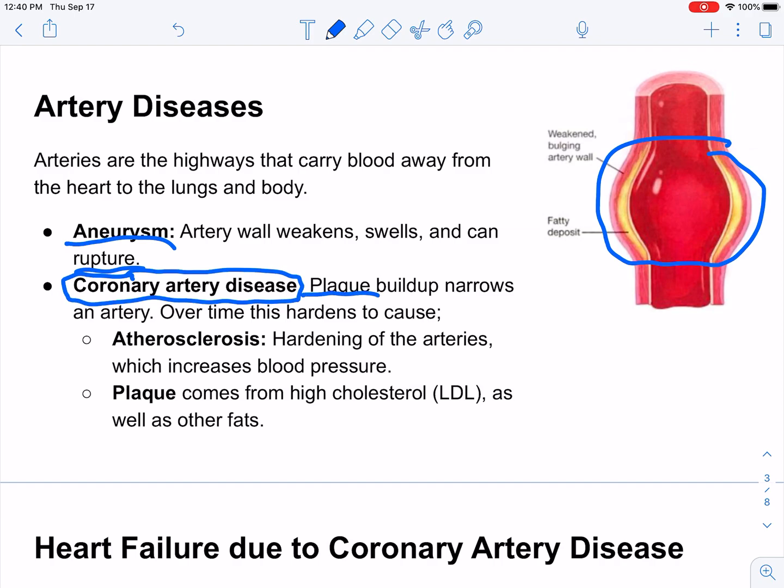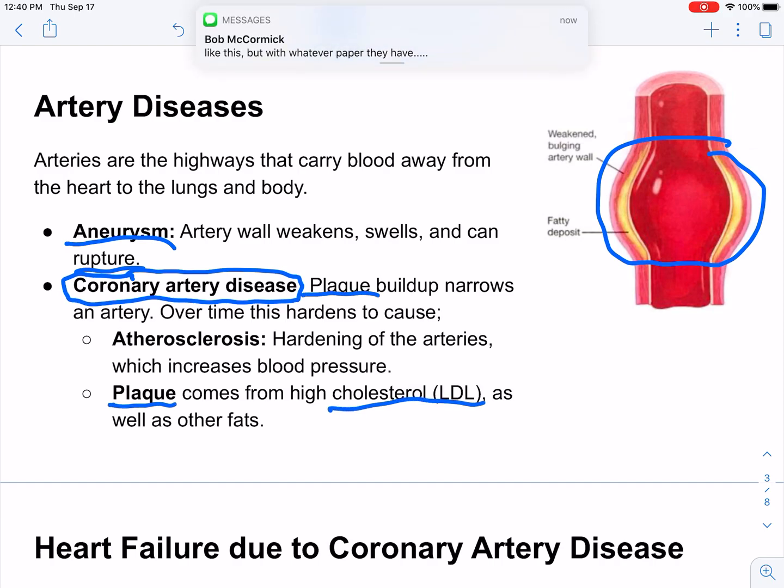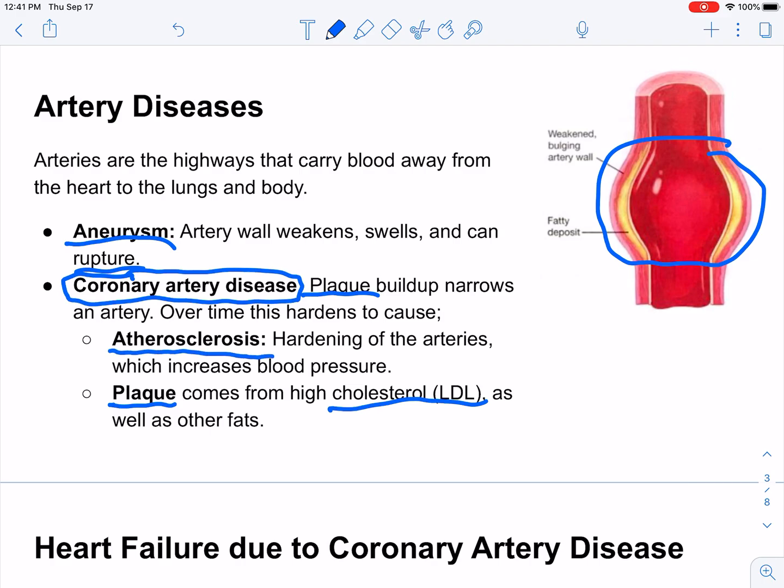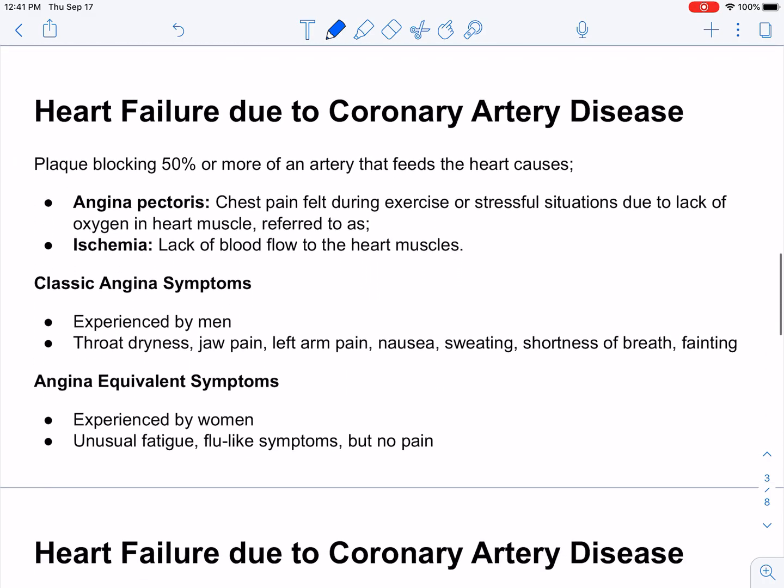This is plaque buildup, and plaque comes from cholesterol, sort of a low density lipoprotein. That's what LDL stands for. That's kind of like the bad cholesterol that you hear about. It builds up on the inside of the artery and can block it. And again, it causes what's called atherosclerosis, where it hardens the artery, and that's not good because the artery does need to swell and shrink as blood moves through it, and so that's going to increase blood pressure.